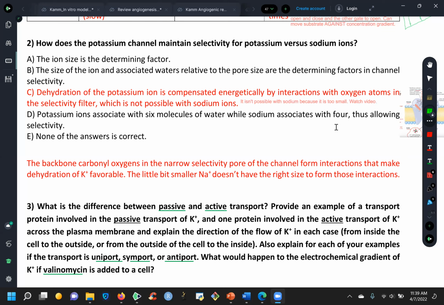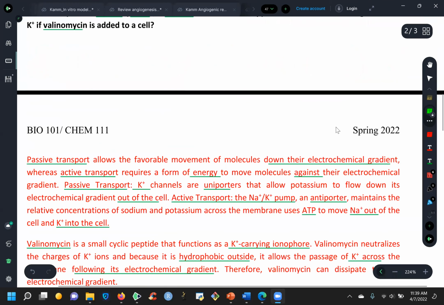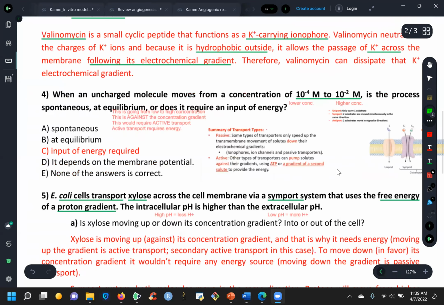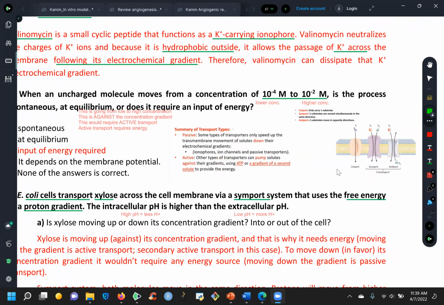Types of transports. We have uniport. That means one little guy just moves across the channel at a time. And then we have co-transport. For co-transport, we've got 2 different types. So for co-transport, we've got symport.